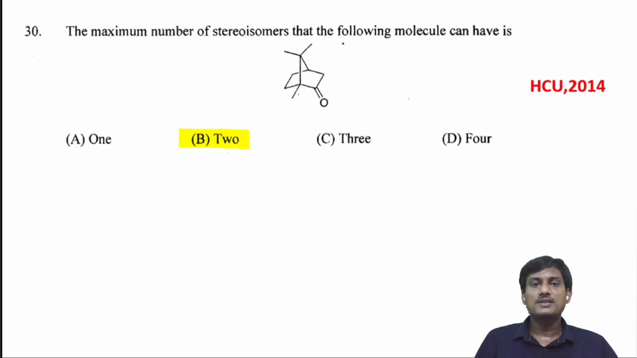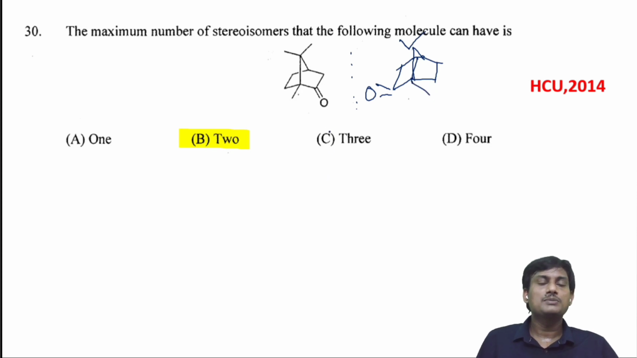Maximum number of stereoisomers that the following molecule can have is. This one has a mirror image, a non-superimposable mirror image. That is, this is a non-superimposable mirror image you have.